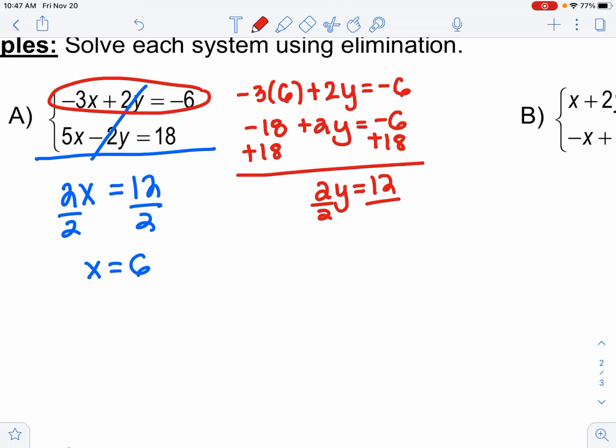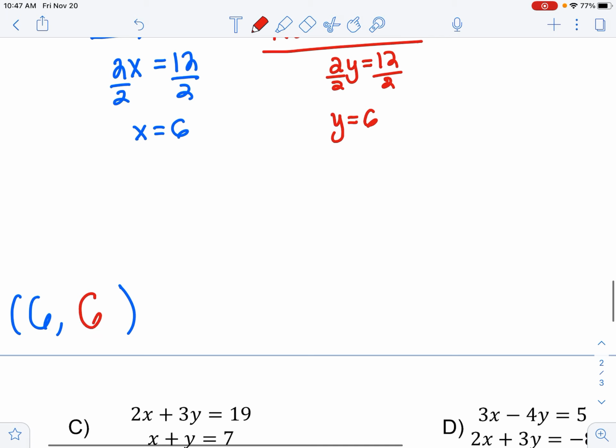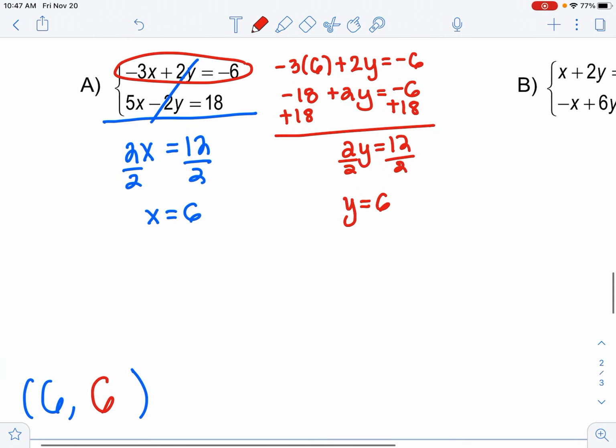That's 2y is equal to 12. And then divide by 2, and I get y is equal to 6. So now I know my answer is the ordered pair (6, 6). Now once again, if I want to check my answer, I plug it into the other equation, so I can plug it into this one now and make sure that I get 18.